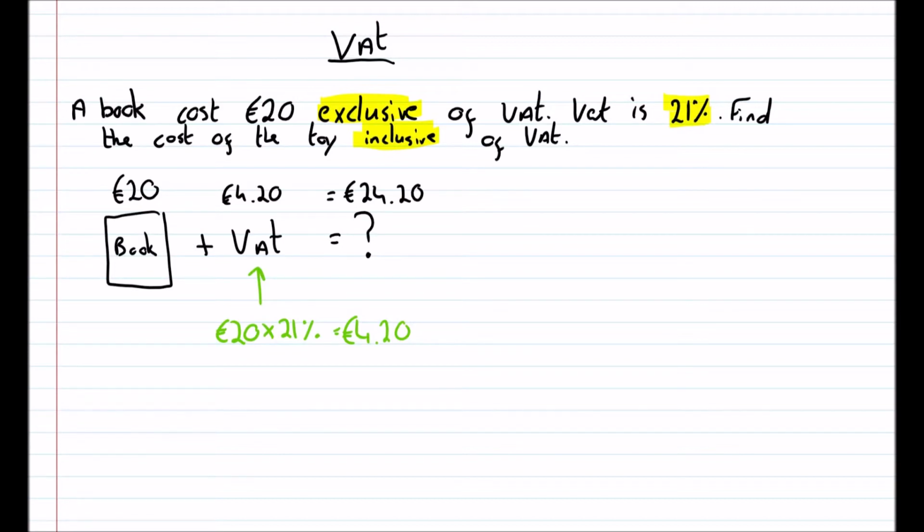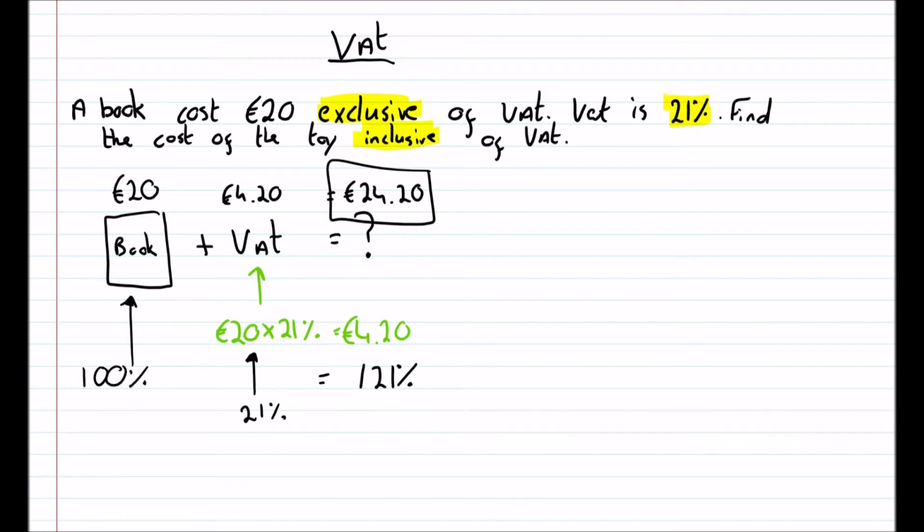Okay, and I suppose just to lead on to the next question, let's have a think about this. It's a full book, isn't it? So if I was to give that book a percentage, I would say it's 100% of a book. The VAT then is 21% of the book, so that's 21%. So this here, this €24.20, is basically the book and the VAT. Well, if I was to give that a percentage, it would be 121%. Okay, it's the book plus another 21% of the book.